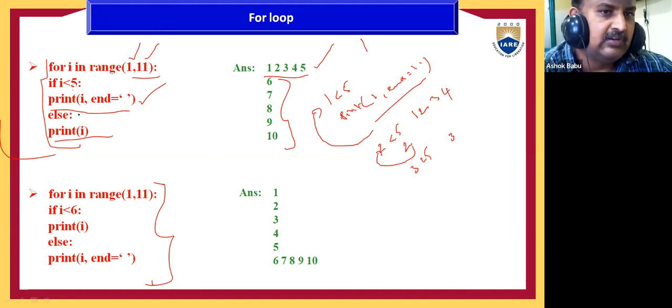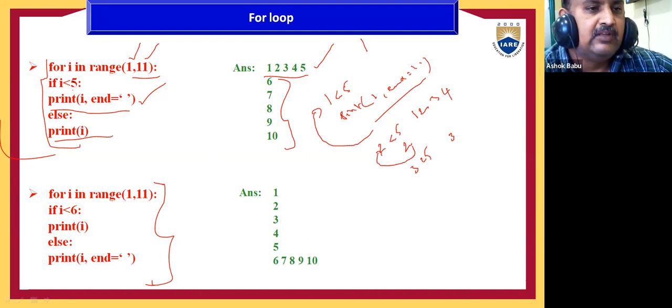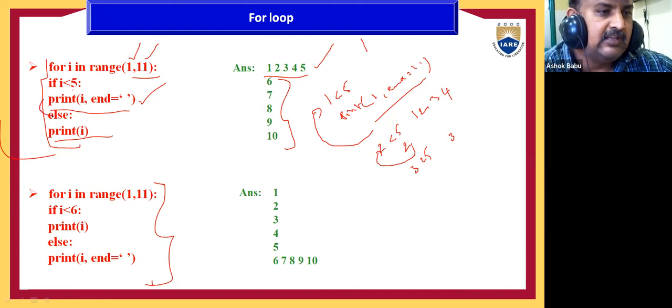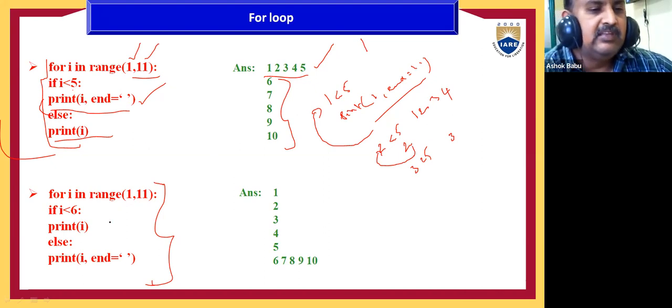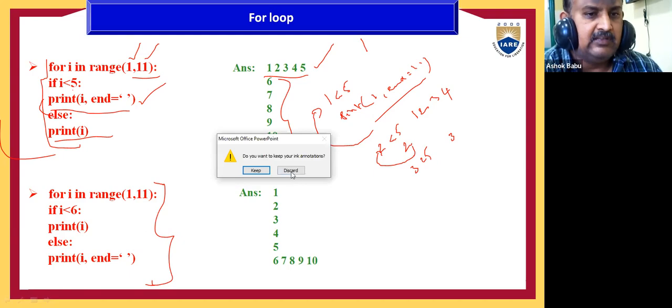So here we need to write 5 is less than or equal to 5. When 5 is less than or equal to 5, only then it will be considered. Otherwise, it will come to the else statement and print the remaining numbers. Similarly here also. We have completed our program. Then I will execute the program using Python IDLE.